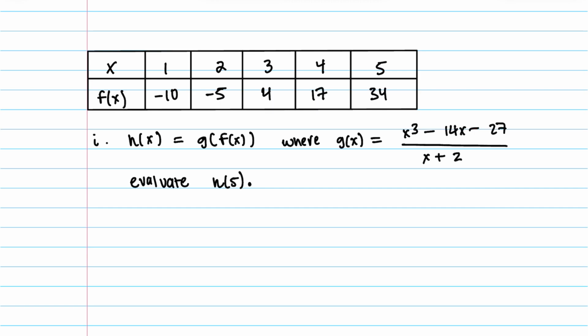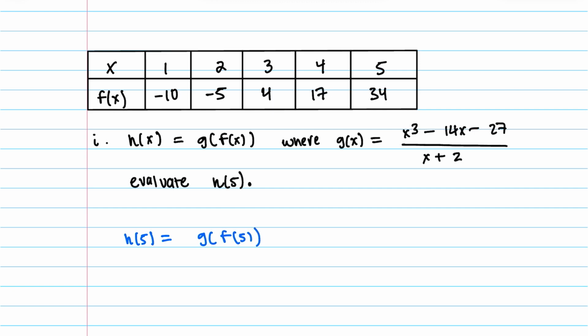Now, to jump right into this tutorial, we have a function h of x defined in terms of two other functions. So we have h of x is equal to g of f of x, and we want to evaluate this function at x is equal to 5. Let's start off by setting up our equation. So we'll have h of 5 is equal to g of f of 5.